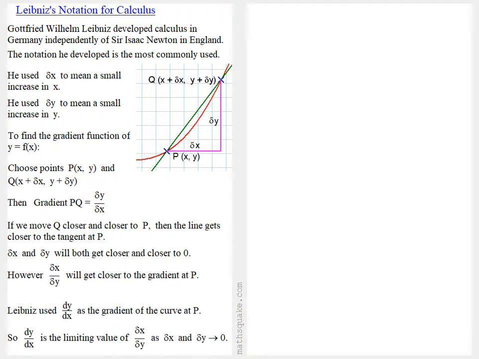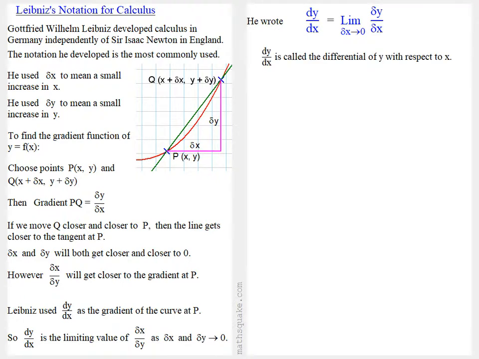So dy by dx is the limiting value of delta y over delta x, as delta x and delta y both tend to 0. So he wrote dy by dx is equal to the limit, as delta x tends to 0, of delta y over delta x. dy by dx is called the differential of y with respect to x and is in fact the gradient function.